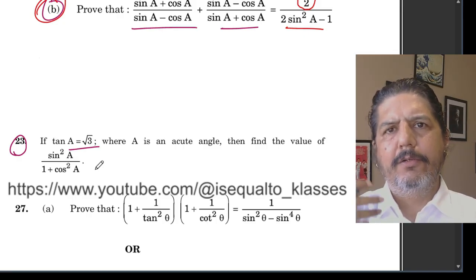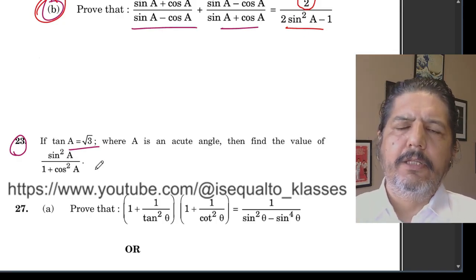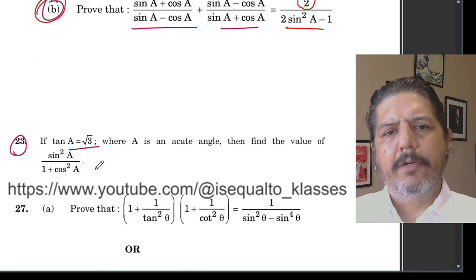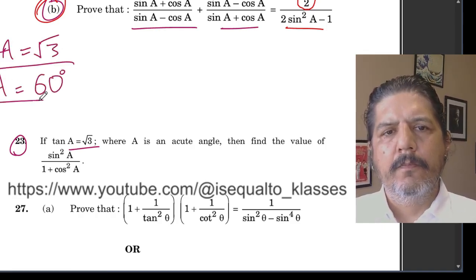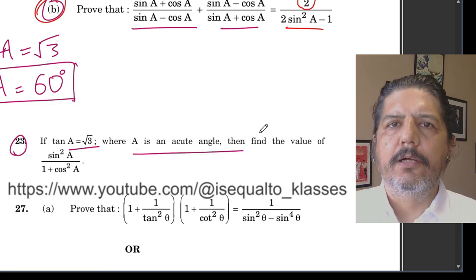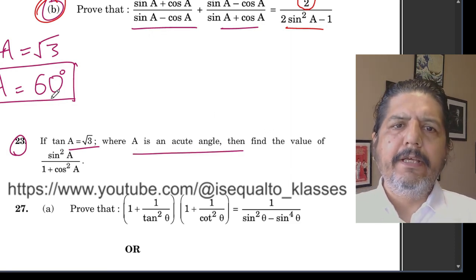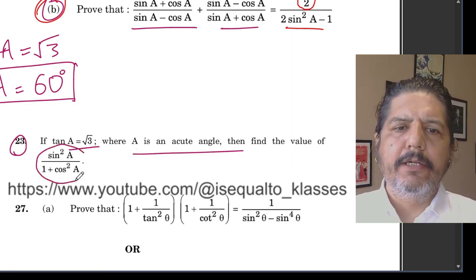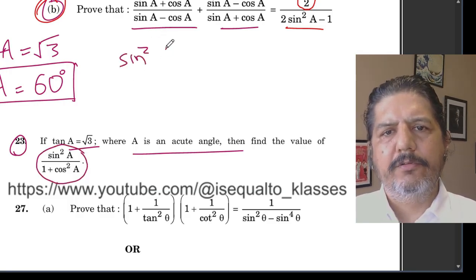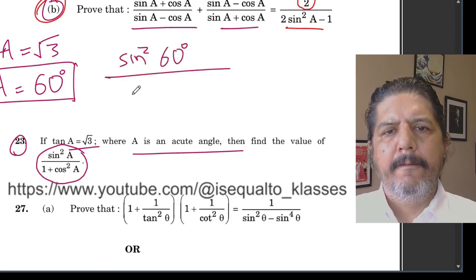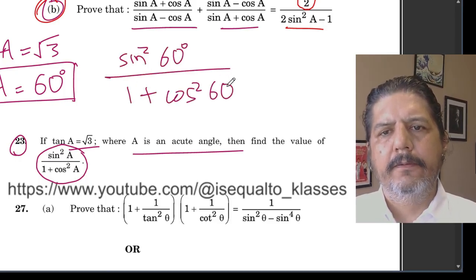So sometimes they give the value of sine, sometimes they give the value of cos, and then you have to manipulate. See, this is a fairly simple question because if tan A is equal to √3, then you understand that A would be equal to 60 degrees, because they have mentioned that A is an acute angle. So once A is 60 degrees, all that I need to do is just put the value of A here. This will be sin² 60 degrees upon 1 plus cos² 60 degrees.